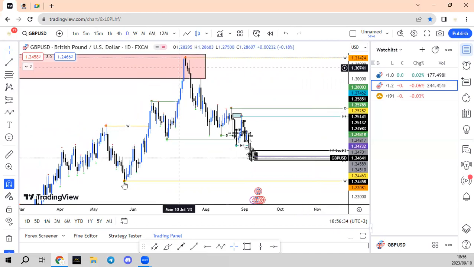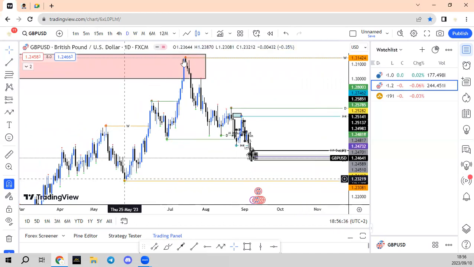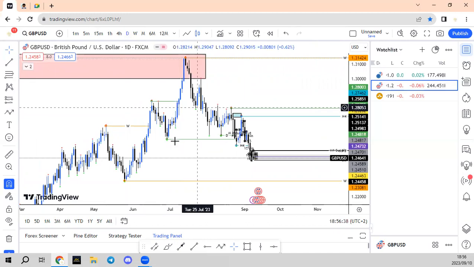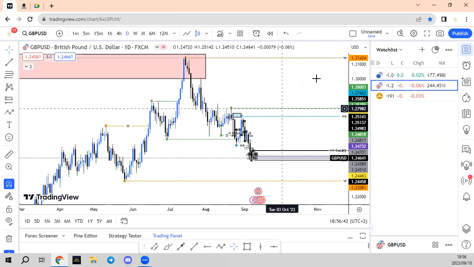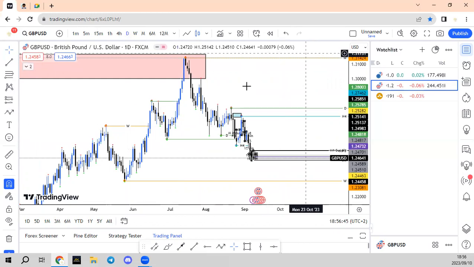So we have a range now from this low to this high. If it is to hold this range, it needs to break at least this structure here. Then I can start looking for buys up here.